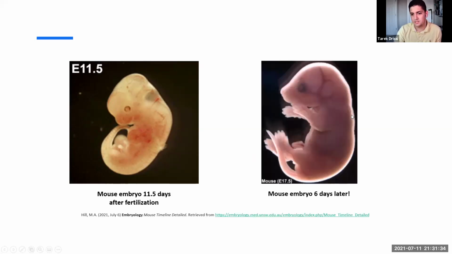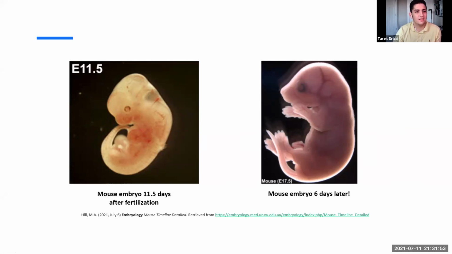weeks. And this is a mouse just 6 days later. That is crazy. Less than a week later, and you go from this to this. So this looks like a lizard. This looks like a mouse. So it's quite crazy the difference that it makes, just a bit of time. And that is why developmental biology is so interesting.